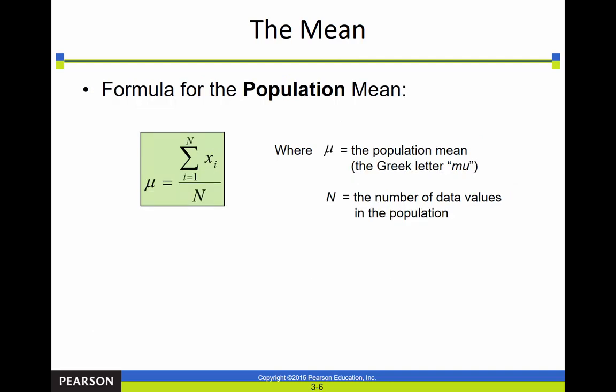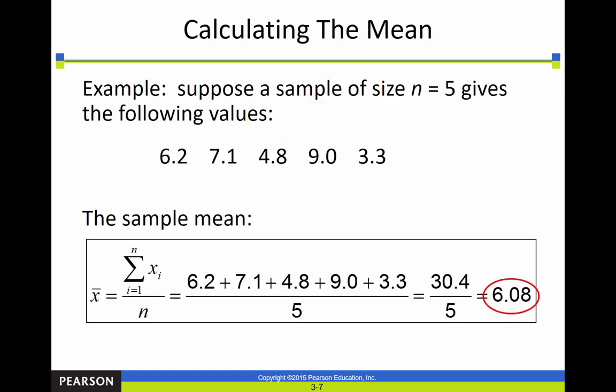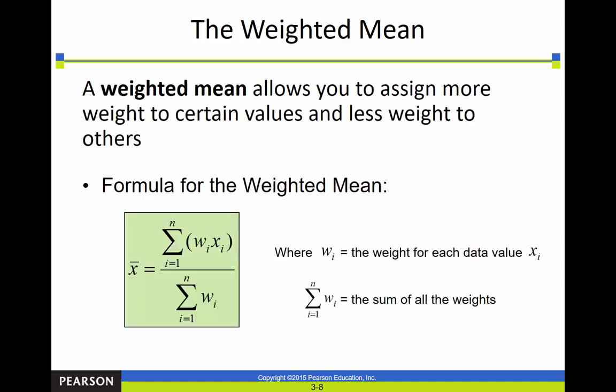You can see the formula for the population mean is the same. It's denoted by the Greek letter mu, and that would be just the sum of all the values in the population divided by the number of data values in the population. So really the same formula whether we're looking at a sample of a population or the whole population. There's a sample of how you calculate it. I won't explain it to you. You're smart. You add them up, you divide by the number there, and it gives you a 6.08.